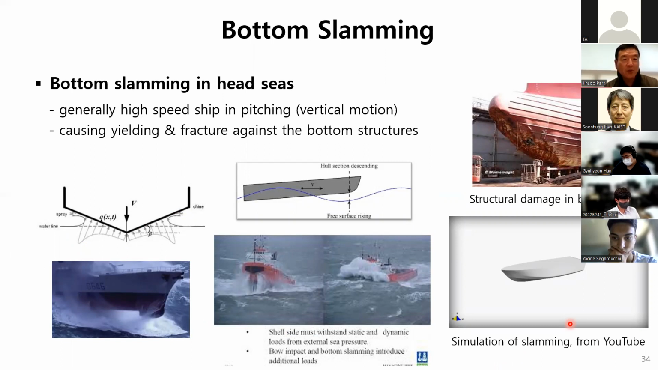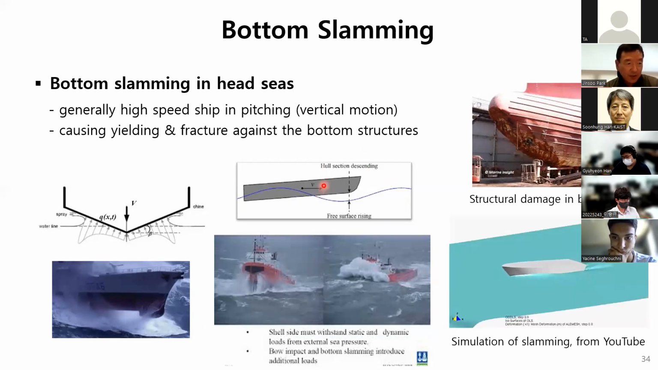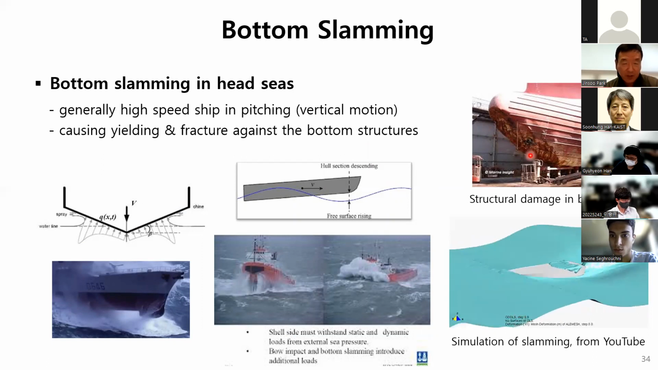Another type of impact loading is bottom slamming. This loading case often occurs at high-speed ships, when the ship is sailing in head seas, moving vertically in pitching motion. As you see in this simulation, when falling downward from the vertical motion, very high impact pressure occurs over the front bottom area. Sometimes it causes permanent yielding and fracture.